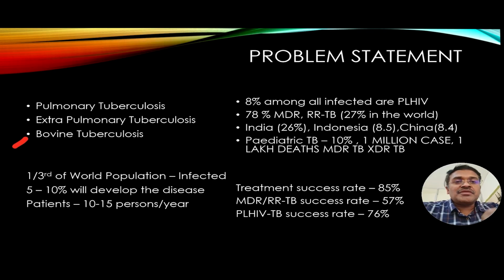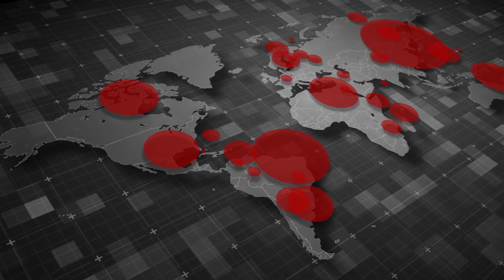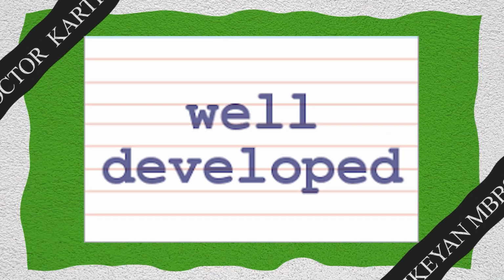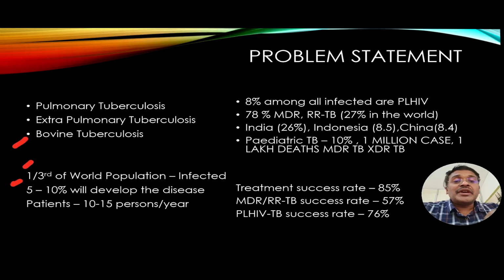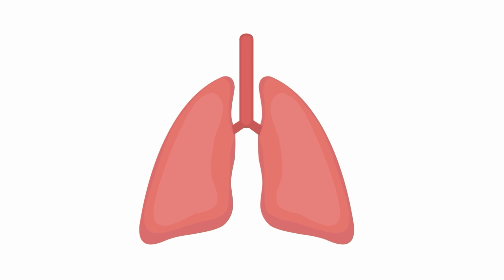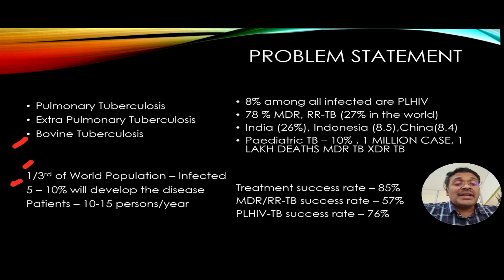Tuberculosis is actually one of the biggest diseases because it affects one-third of the world population, and among these people 5 to 10% will develop the disease. So such is the magnitude of this problem. And among active tuberculosis patients, how many patients will get the disease from an active tuberculosis patient? About 10 to 15% per year will be affected from one active tuberculosis patient.